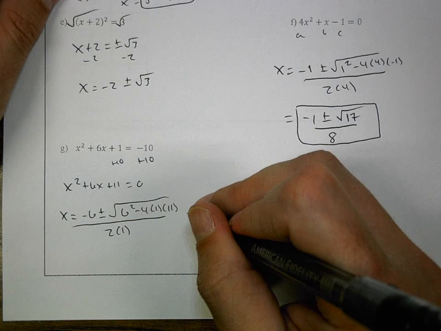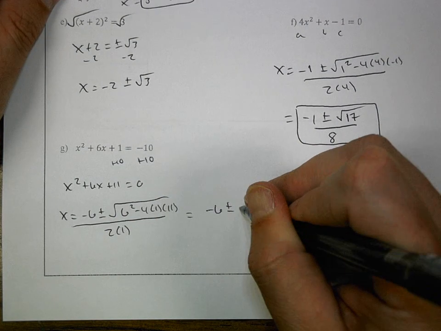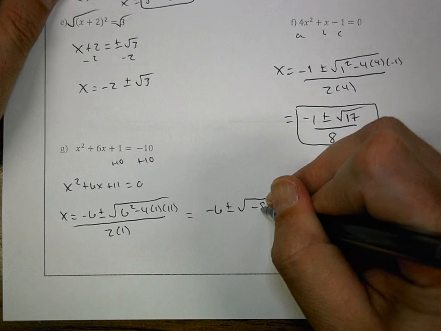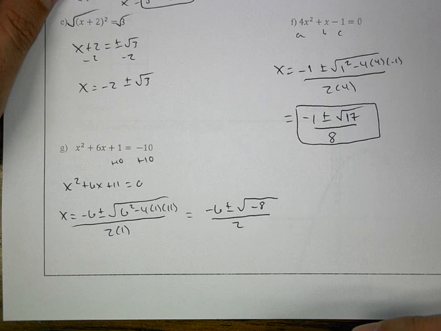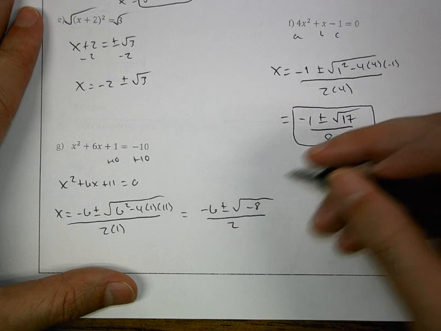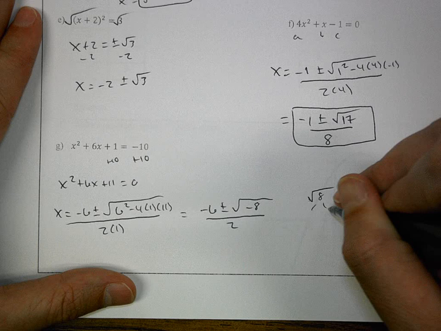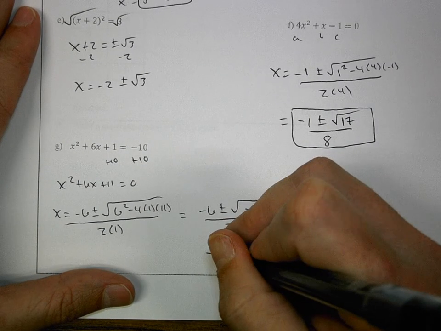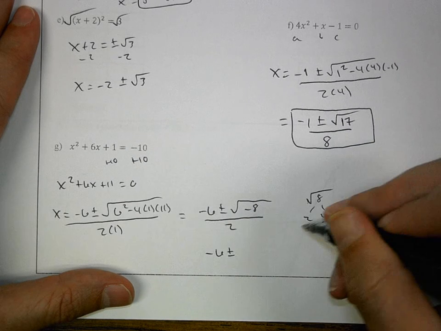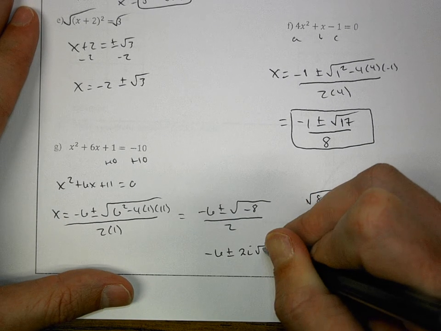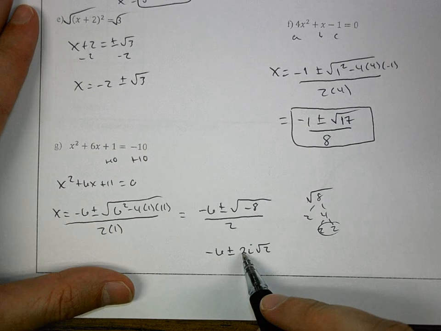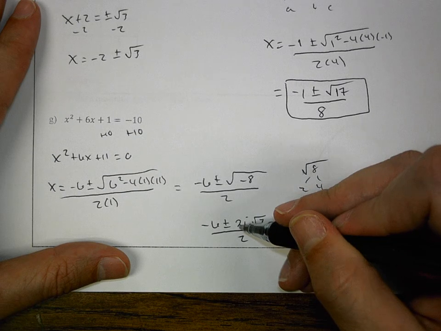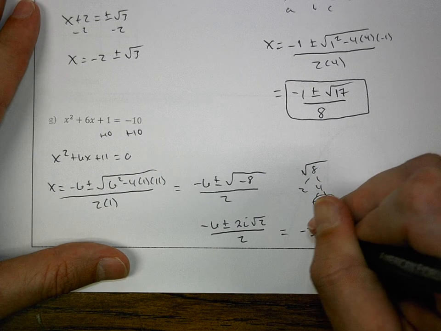So this would be negative 6 plus or minus. When you do the square root, you get 36 minus 44, which is negative 8, all over 2. The square root of 8 can actually be broken down into 2 times 4 and 2 times 2. So we get negative 6 plus or minus. This would now become a 2i root 2, because whenever you have a negative root, an i comes out, all over 2. And negative 6 and 2 can be divided by 2. So our final answer is negative 3 plus or minus i root 2.